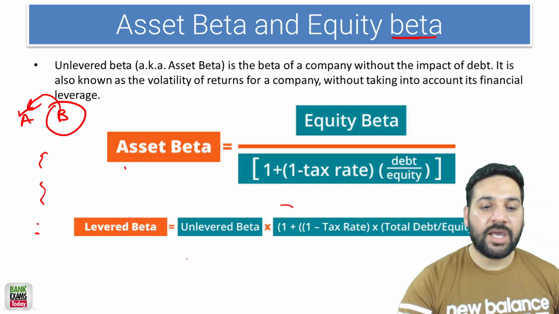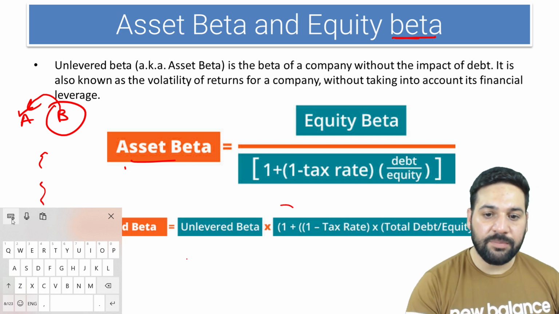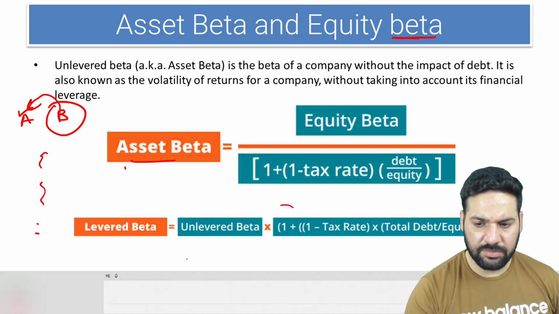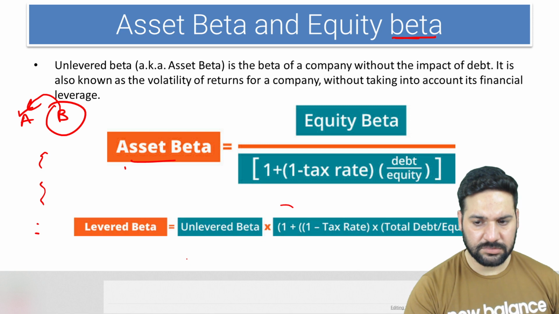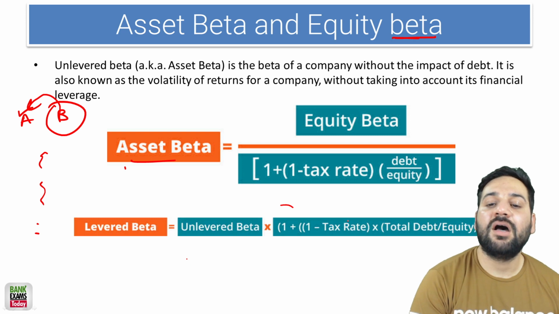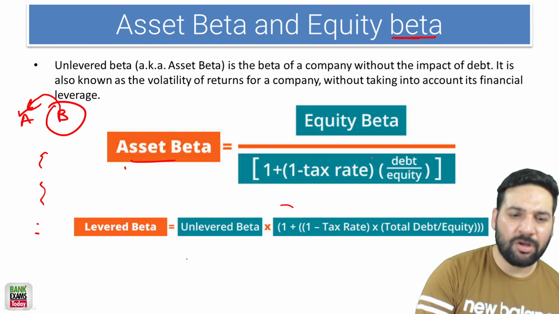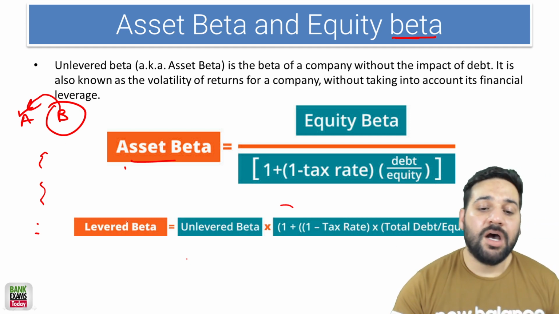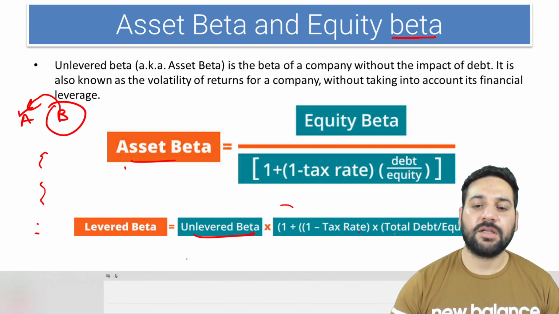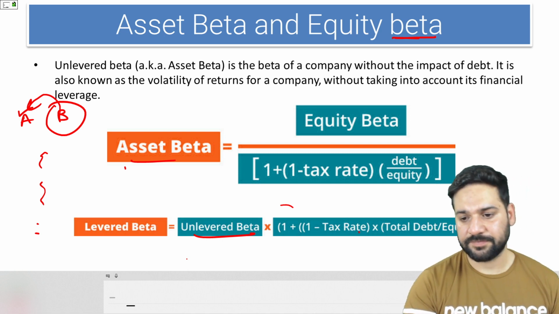How to do that? To calculate the asset beta of a company whose equity beta is already available: asset beta equals equity beta divided by 1 plus (1 minus tax rate) multiplied by debt equity ratio. For the levered beta, or the normal equity beta, it is the unlevered beta multiplied by 1 plus (1 minus tax rate) multiplied by the total debt equity ratio. Please remember that, very, very important. Okay, so how to remove this?